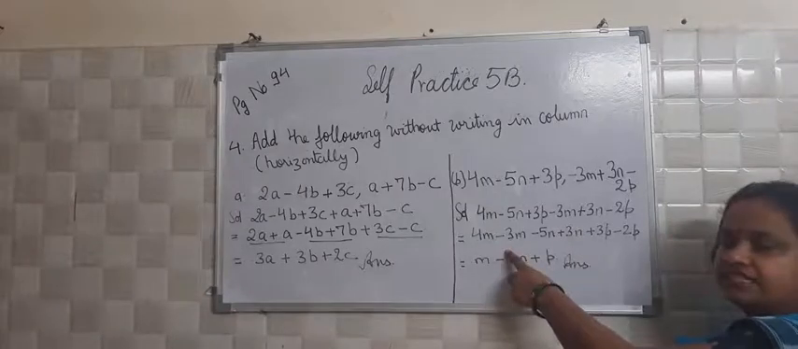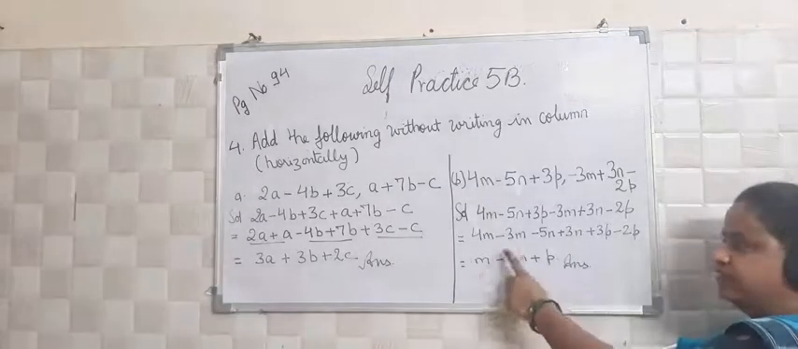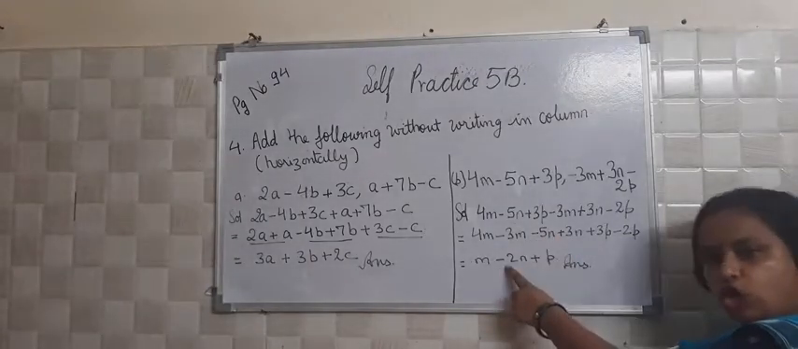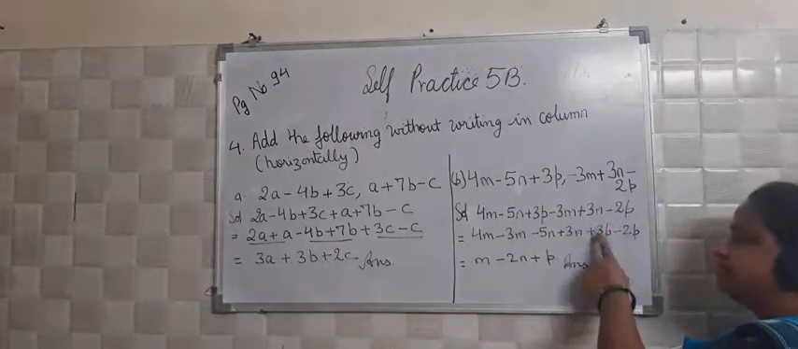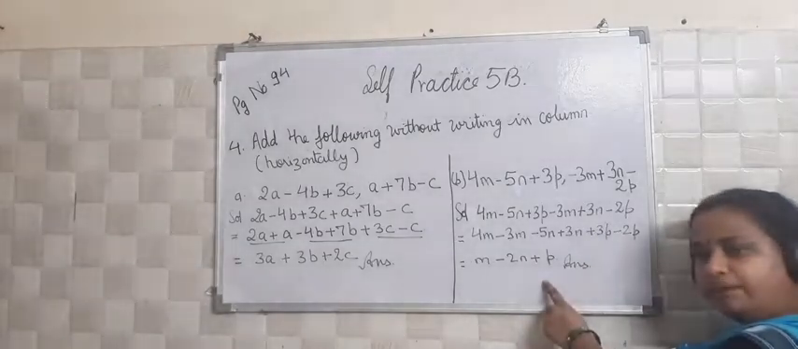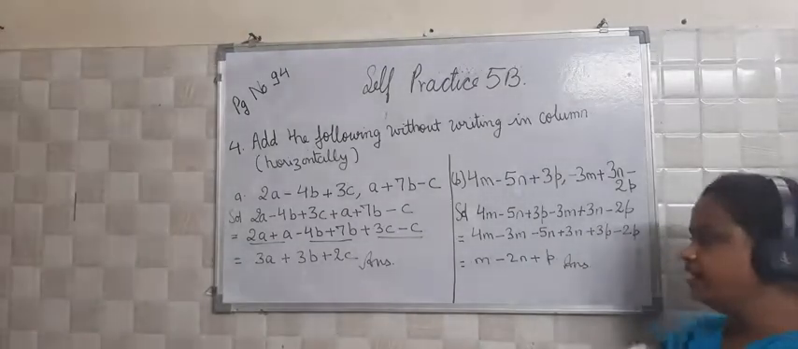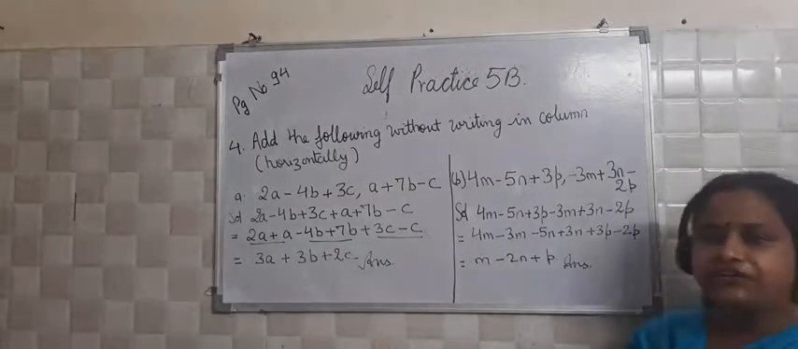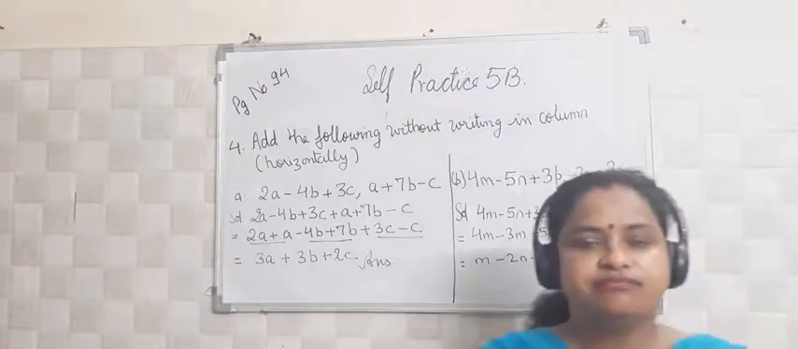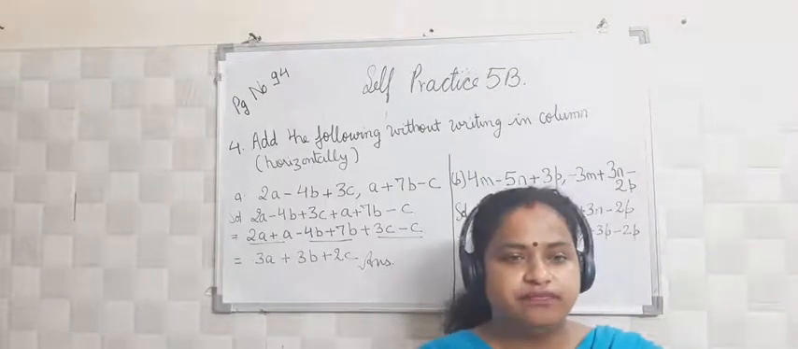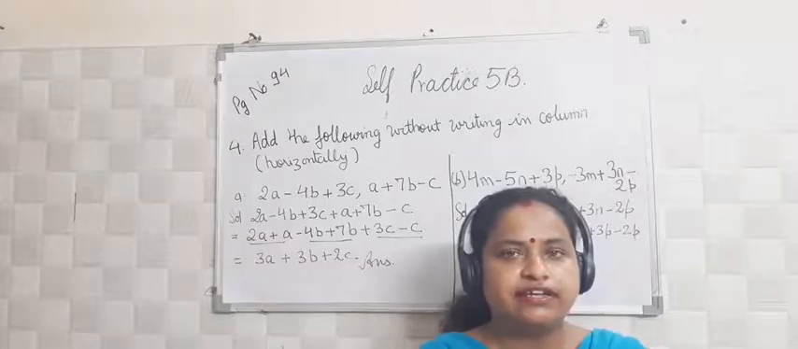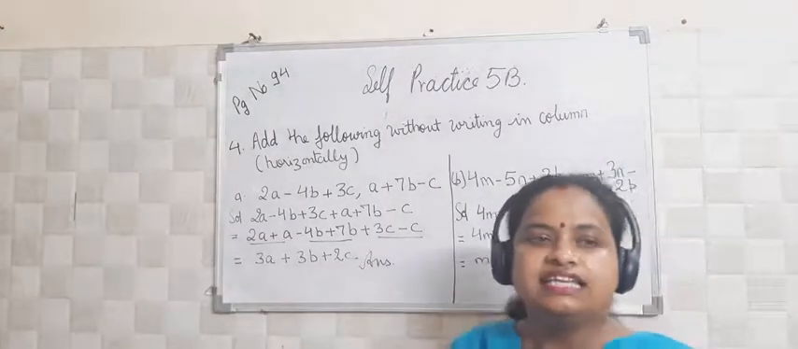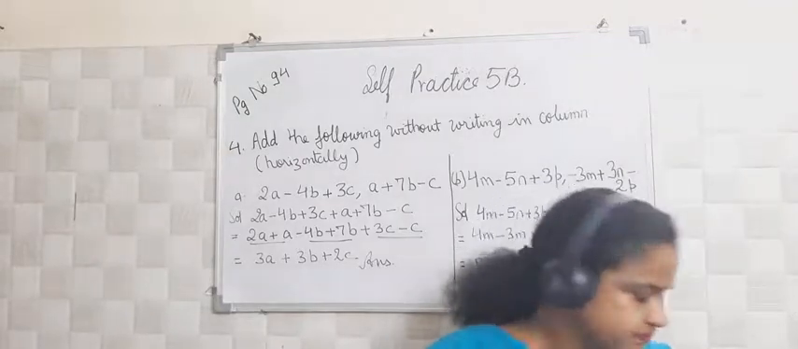So 4m minus 3m, that will be m. Minus 5n plus 3n, minus 5 plus 3, minus 2n. 3p minus 2p, that will be p. What will be your answer? m minus 2n plus p. Did you get how to solve now? You have done the vertical one already. Now in the horizontal one, you have to write everything in one line and then solve. Now let's see the C part.